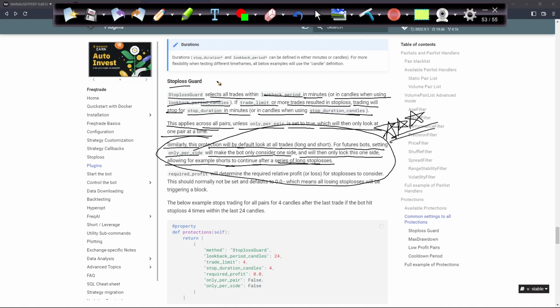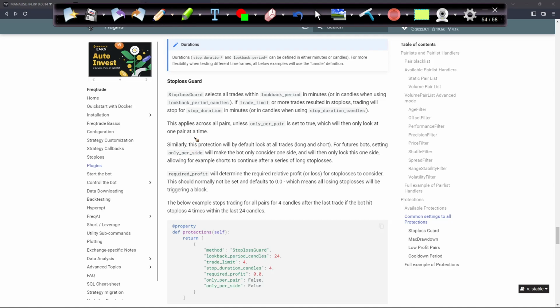So it basically trades on those levels where the money is, where the smart money is. All right, so let's move on.